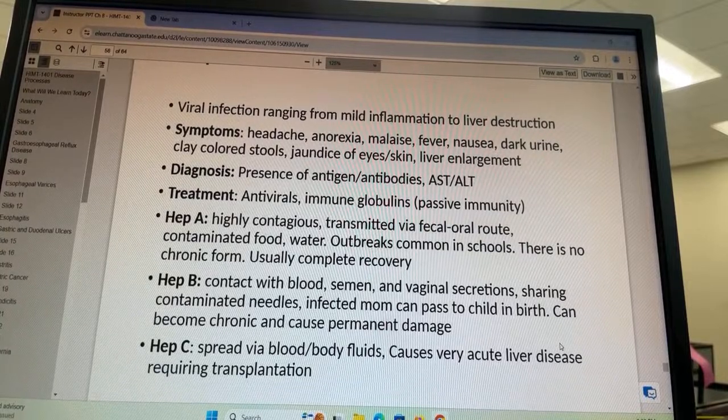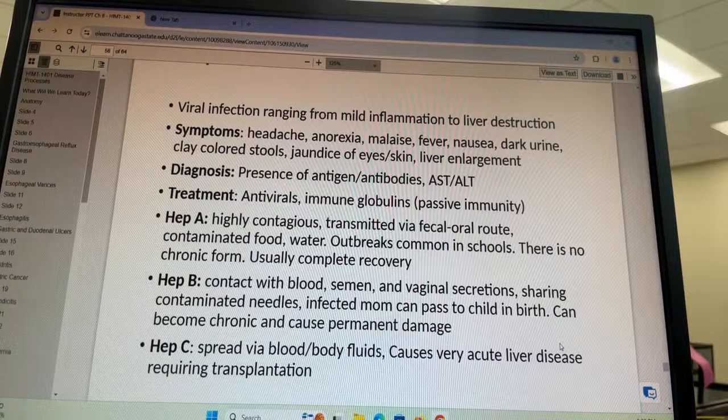The problem with hepatitis B is that this one can potentially become chronic. So there are chronic forms of this that cause permanent damage to the liver. So hepatitis A doesn't have that problem. Hepatitis B does. Okay.